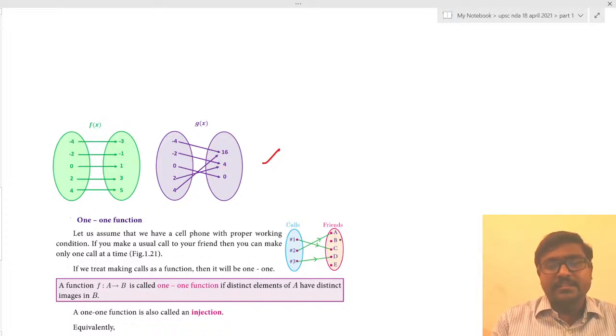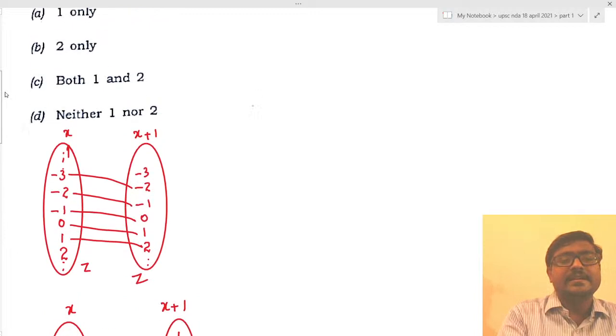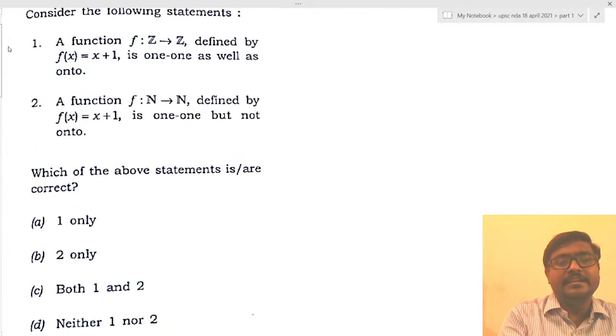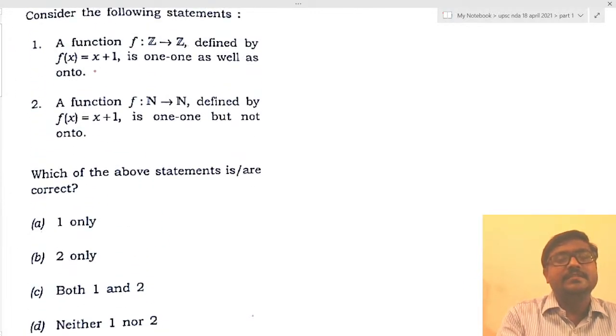But look here, B and E are not related with the first set, so this is not an onto function, this is an into function. At the same time, this is 1-1 always. One element is related with one element. So this is 1 to 1. This is a basic idea. So based on this, they are asking whether the function defined on integers is 1-1 as well as onto. We will check it.